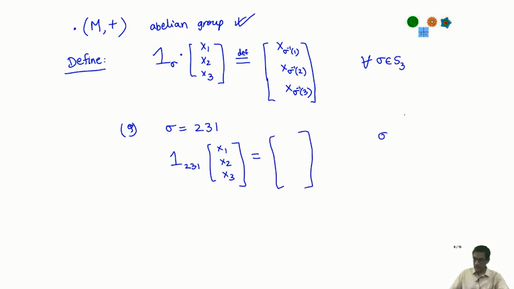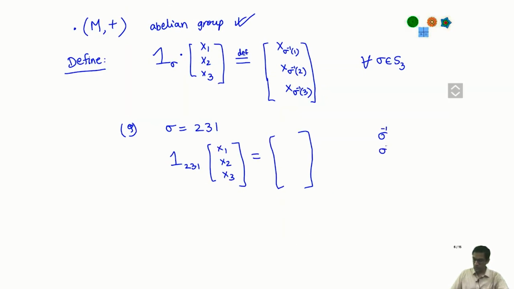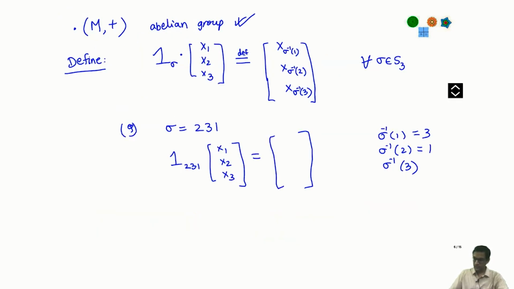So recall what sigma was doing. Sigma was mapping 123 to 231. So in particular, that means the inverse map, sigma inverse, will map 1 to 3. So let's write that down. What does sigma inverse do? Sigma inverse maps 1 to 3. Okay, so let's go back up again. Sigma inverse of 2 is, upstairs here, 1. And sigma inverse of what's left? Sigma inverse of 3 is 2. So let's just see what that means. So this is x3 on top, x1, x2. So the element 1 sub 231 acting on x1, x2, x3 gives me x3, x1, x2.